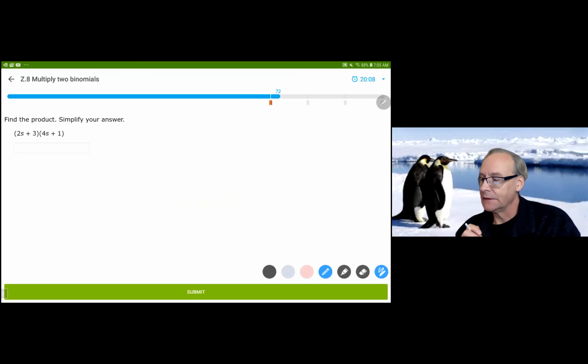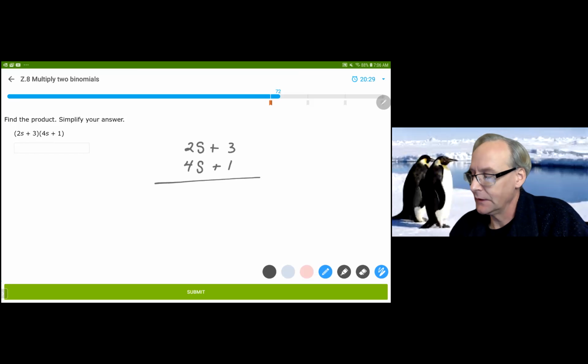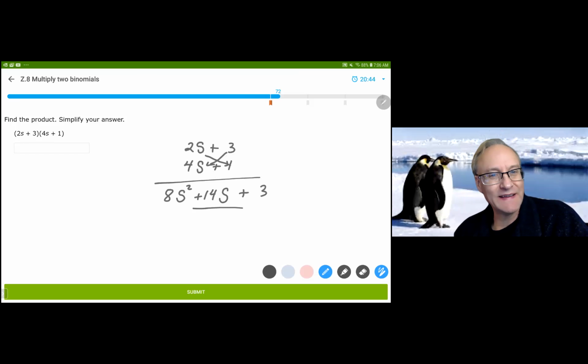And we'll try it again. Now, can you do it in your head? Can you add the 12 and the 2 and get the 14? If you see it, that's important. It's really important that you see that combination. 2s plus 3, 4s plus 1. I have to write my s, it's kind of funky. That's 8s squared, isn't it? And the last is plus 3. It's that middle term that gives us the trouble, but that's just 2s and 12s, which is 14s. Hopefully got it.